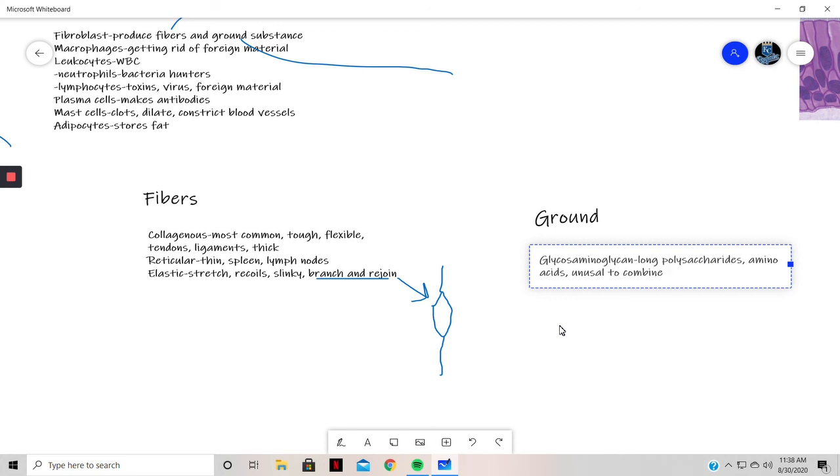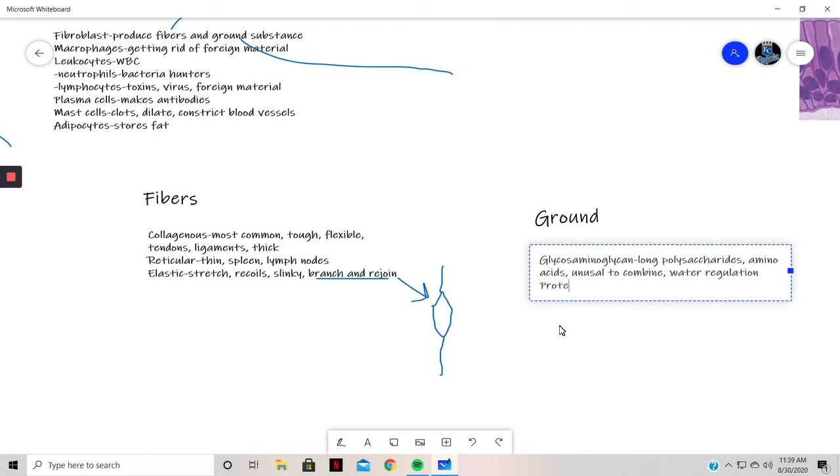And let's see, what else do I got down there? Oh, function, water regulation. So remember, all this stuff is part of the connective tissue. So within the connective tissue, you've got these long polysaccharides, some amino acids, some sugars combined there, and it helps the water regulation for the connective tissue. Okay, that's number one of our list of three.